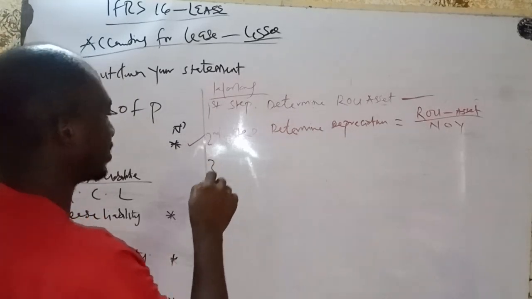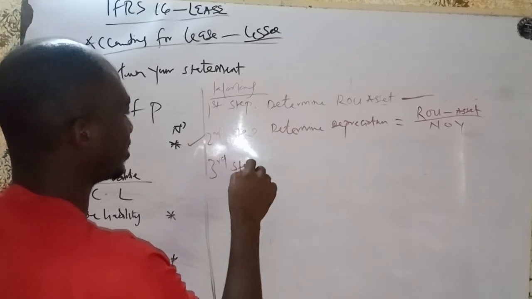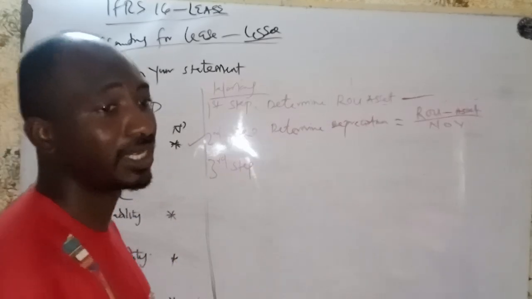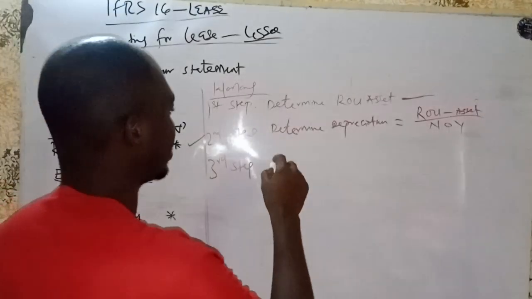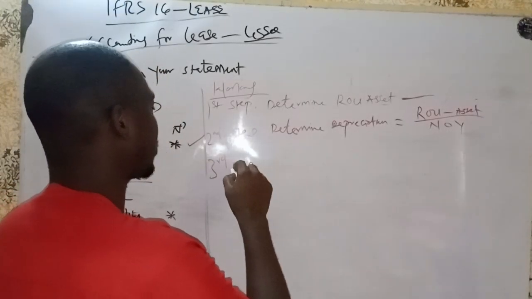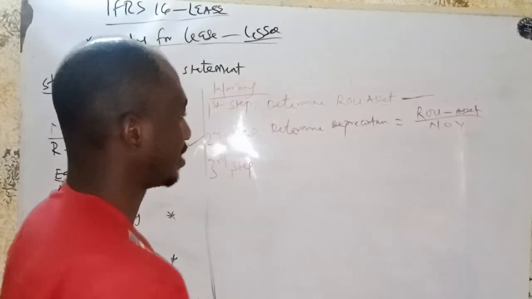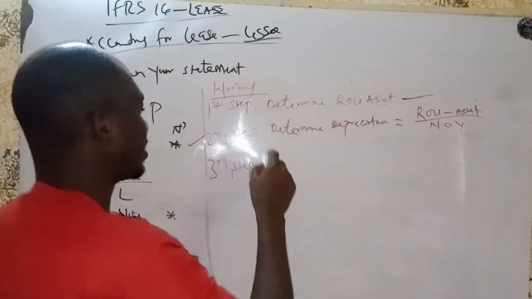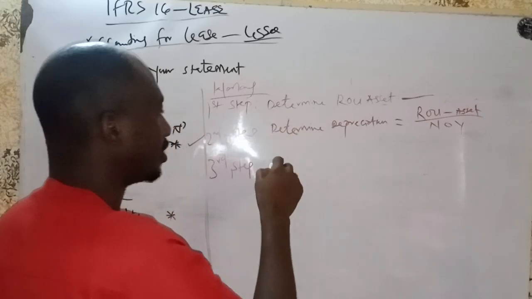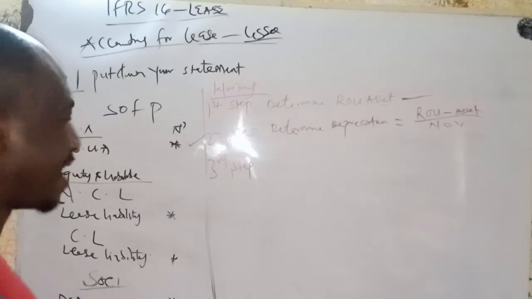Then the third step is you determine the subsequent right of use asset carrying amount, which is very, very simple. It's just this right of use asset, that is your step 1 minus your step 2. It will give you the carrying amount.